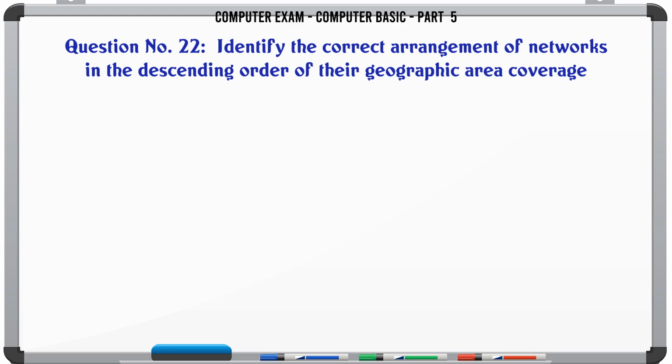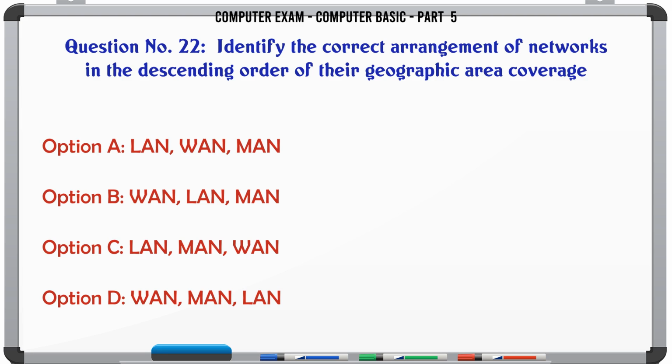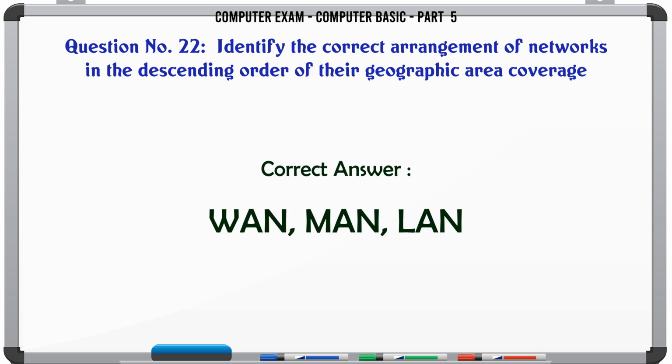Identify the correct arrangement of networks in the descending order of their geographic area coverage. A. LAN WAN MAN. B. WAN LAN MAN. C. LAN MAN WAN. D. WAN MAN LAN. The correct answer is WAN MAN LAN.